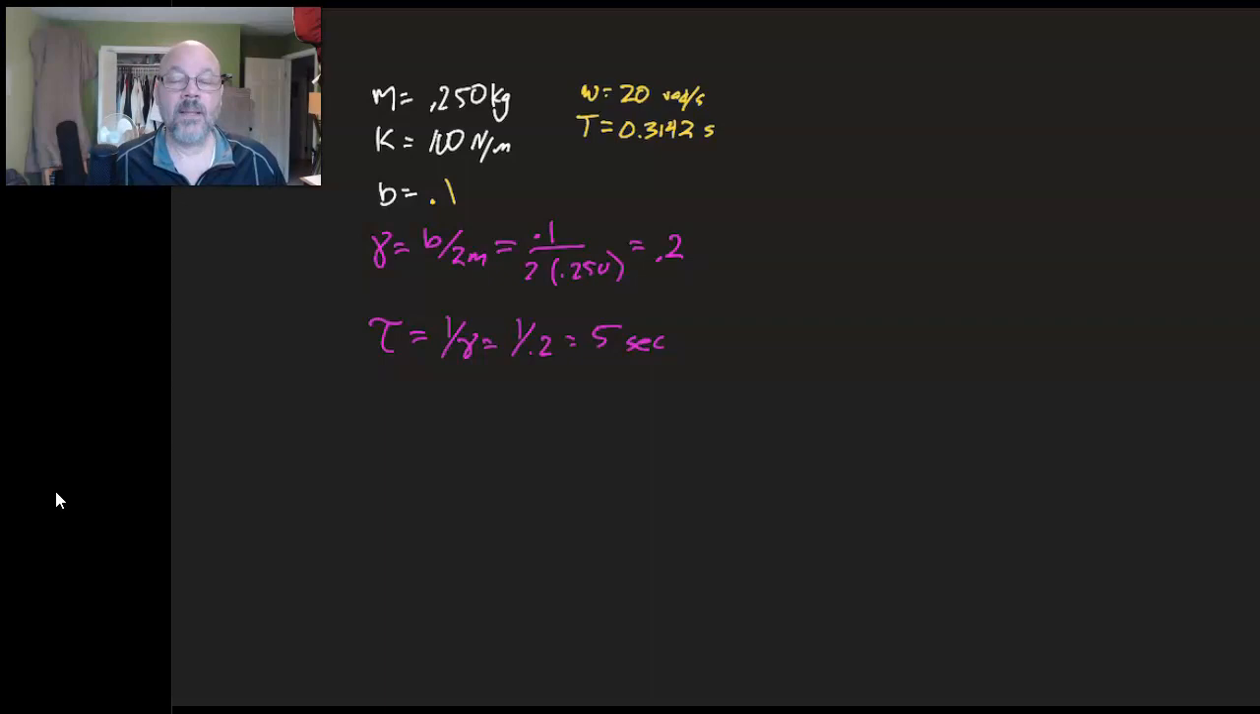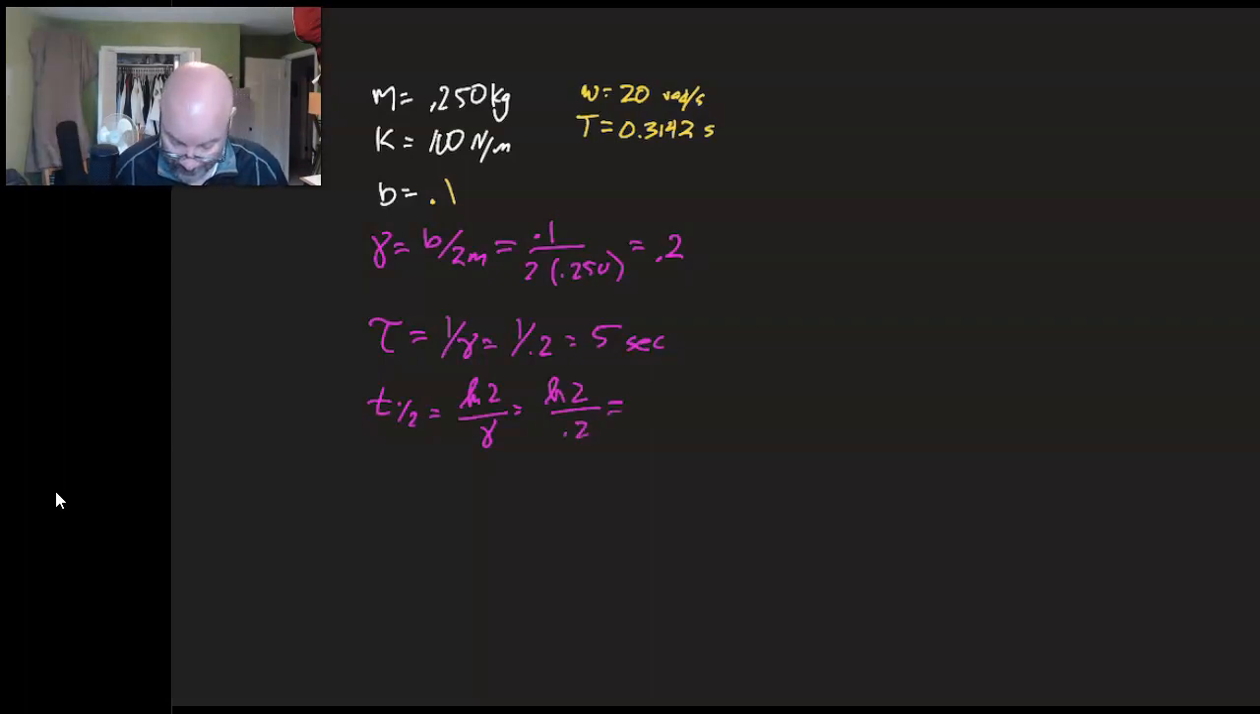Let's also calculate the half-life while we're here. What we said a second ago was that the half-life is the natural log of 2 over our gamma value. So we've got ln of 2 divided by, in this case, 0.2.